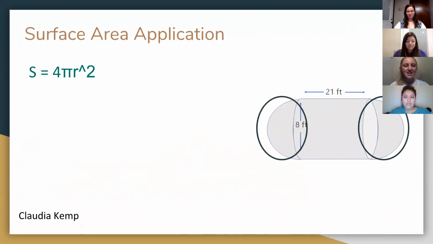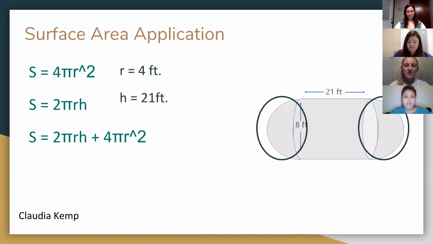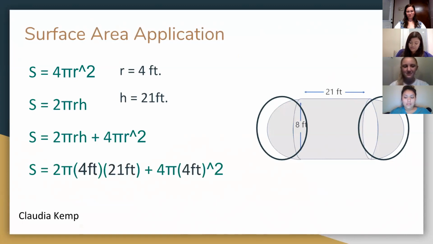In this case, the radius, or r, is 4 because it is half of 8. The height in this case is 21 feet, and since we are finding the surface area of the whole capsule and not just a piece, the surface area is the sum of these two equations. We plug in our values for the variables, solve, and we find that the surface area of this capsule is 728.85 feet squared.